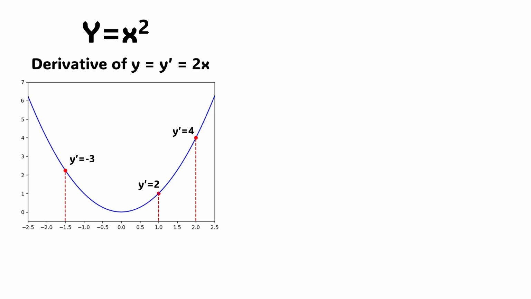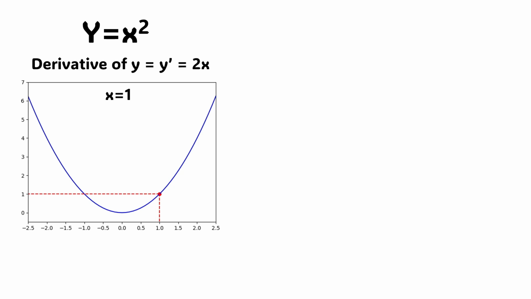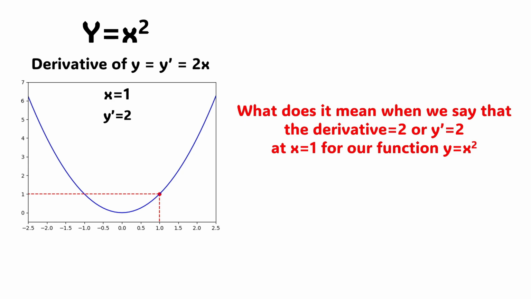Now in this video, to keep everything simple, we're only going to focus on the point where x equals 1. That's right over here, where y equals 1 at x equals 1. And of course, we know that at x equals 1, the derivative, or y prime, is 2. So the main question for us in this video is, what does it really mean when we say that the derivative equals 2, or y prime equals 2, at x equals 1 for our function y equals x squared?